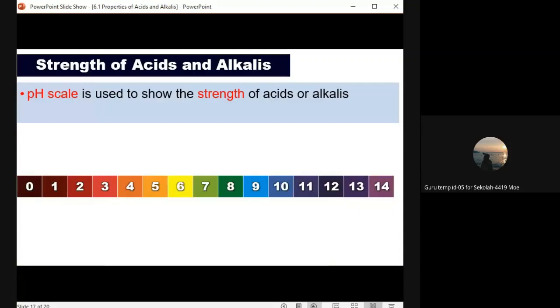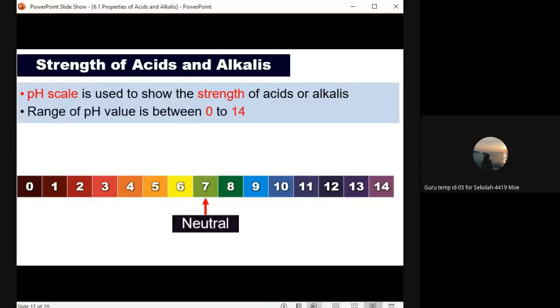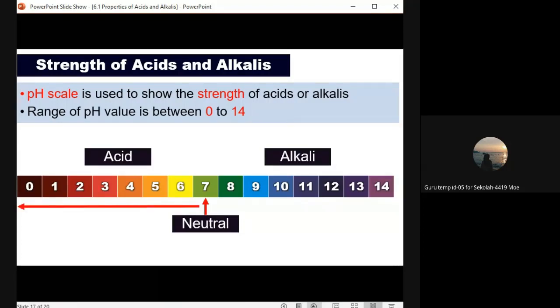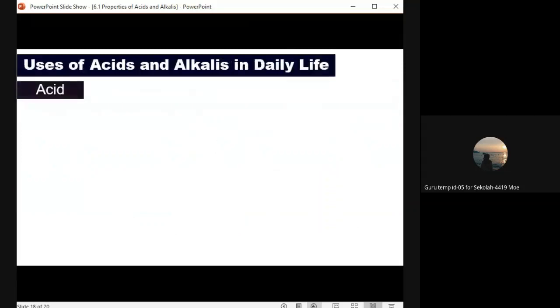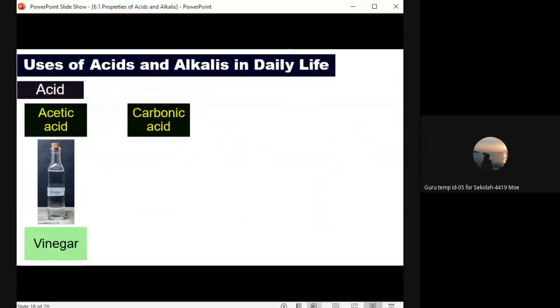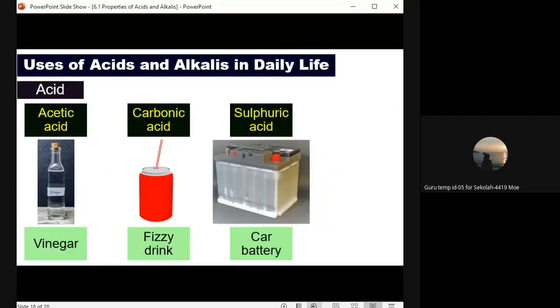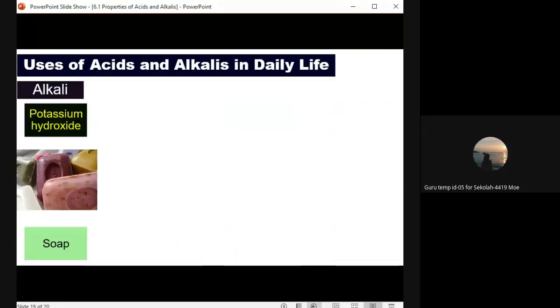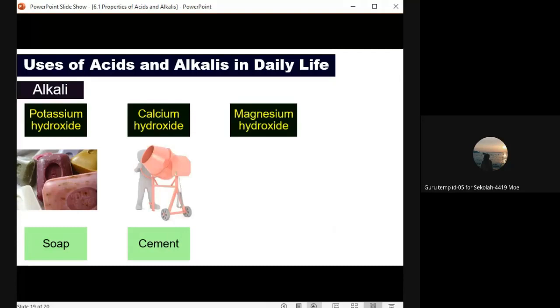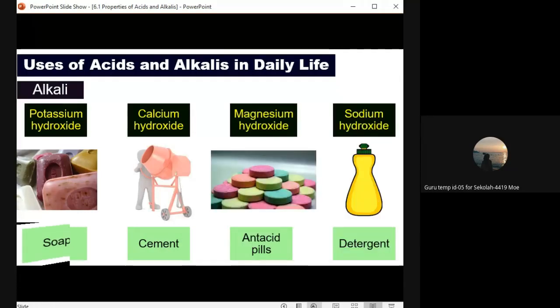Okay, and then strength of acid and alkali. Remember, the closer the number to 7, the weaker it is. But the further away the number from 7, the stronger it will become. Alright, and then the uses of acids and alkalis in daily life. Okay, sini contoh dia tadi. And contoh untuk alkali pula dalam kehidupan harian ni.